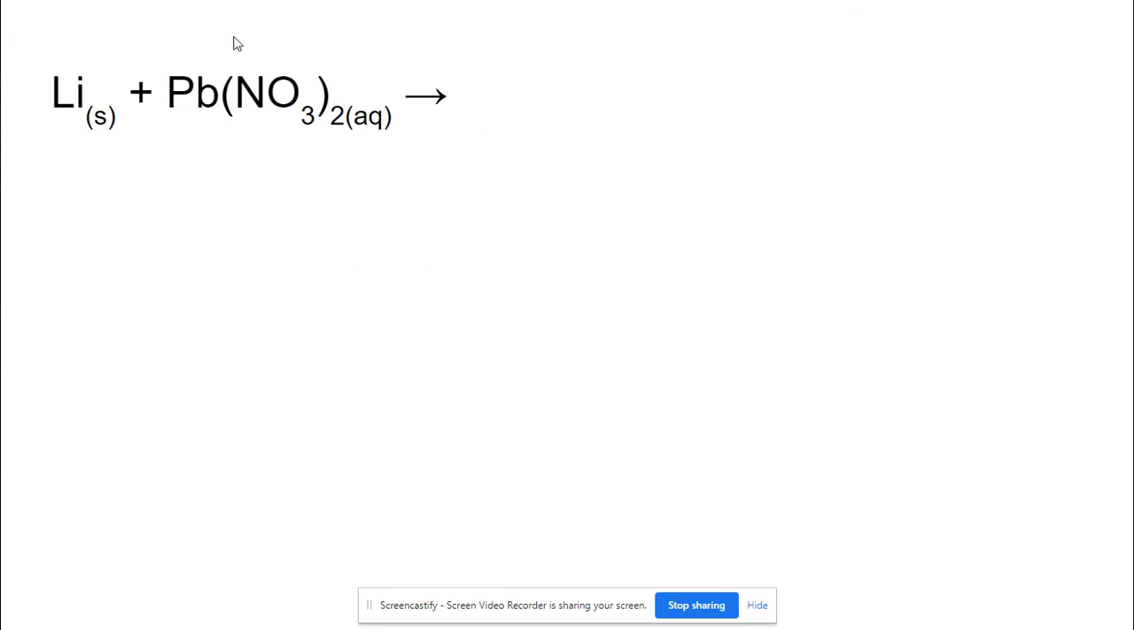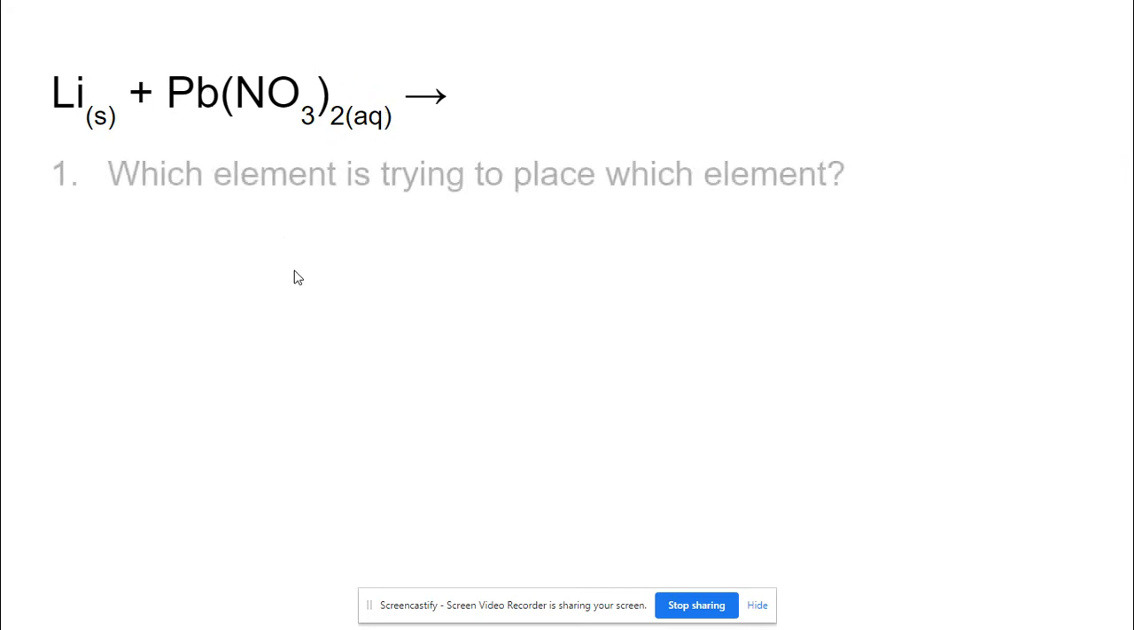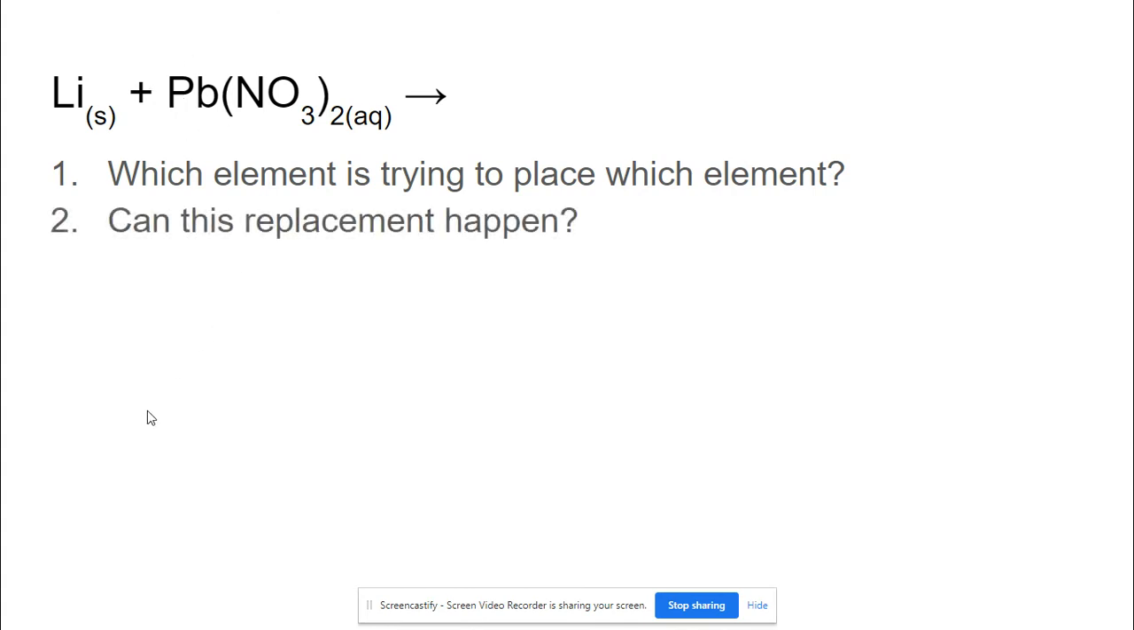Okay, let's take a look at another equation. We're going to show you how we predict what the products would be. So here are my reactants. I have solid lithium that is going to react with a lead 2 nitrate solution, or aqueous lead 2 nitrate. It's dissolved in water. So the first question we need to ask ourselves is, which element is trying to replace which element? The lithium is going to attempt to replace the lead because lithium is a metal, and it's going to replace the other metal, the lead.